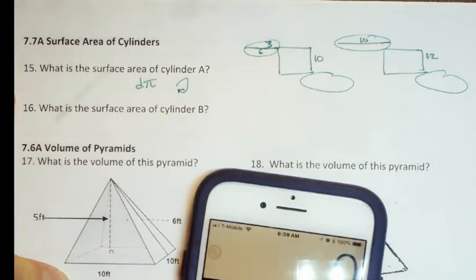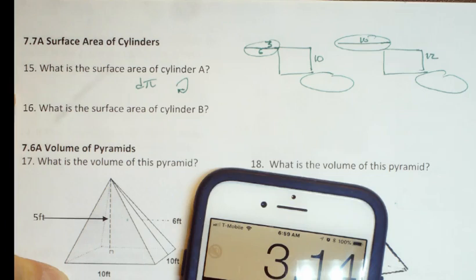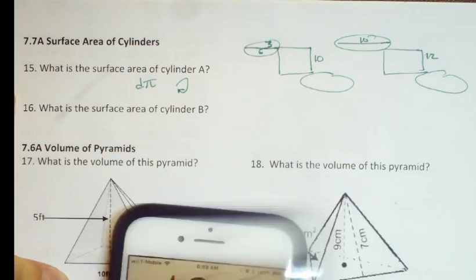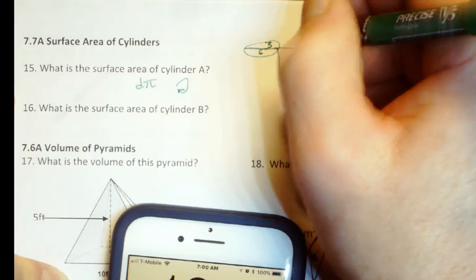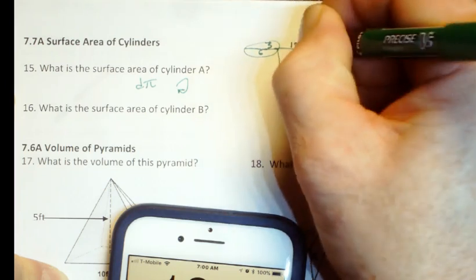So we've got 3.14, the diameter. We're going to take that times 3.14 pi times the diameter of 6. We're going to get 18.84. So 18.84 is the circumference. That's going to give us this measurement right here.